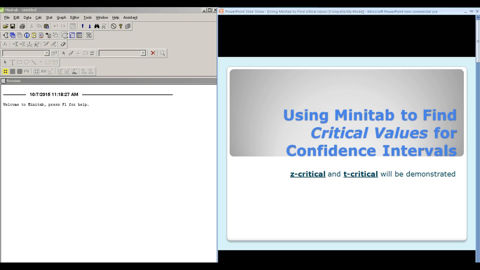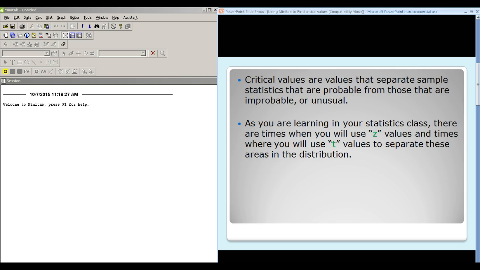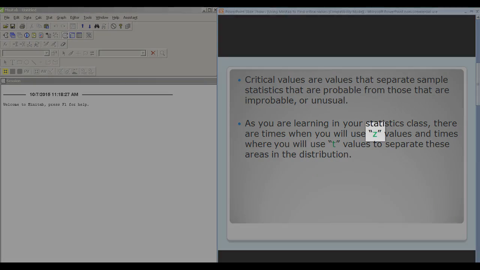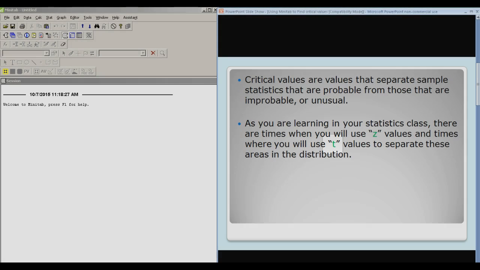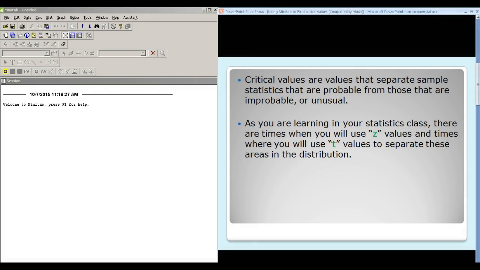Let's take a look at how quickly we can find critical values using Minitab in order to construct our confidence intervals. In this demonstration, I'm going to show you how to find both z-critical and t-critical values. Now, as a reminder, critical values are the values that separate sample statistics that are probable from those that are improbable or unusual. As you are hopefully learning in your statistics class, there are times when you will use z-values and times when you will use t-values to separate these areas in your distribution.